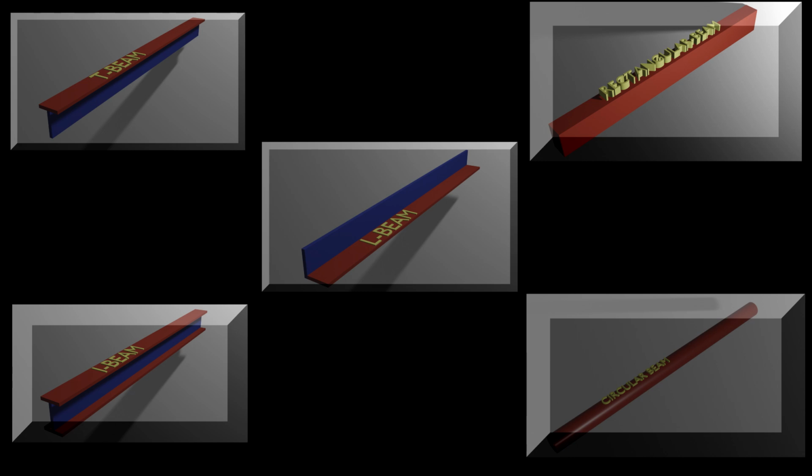Beams are the backbone of modern construction, supporting everything from bridges to skyscrapers. But not all beams are created equal. Today, we'll explore 5 of the most common beam cross-sections: I-beam, T-beam, L-beam, rectangular, and circular. We'll dive into what makes each one unique, how they handle forces, and where they are used in construction.